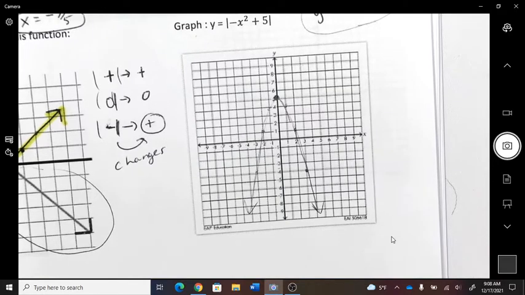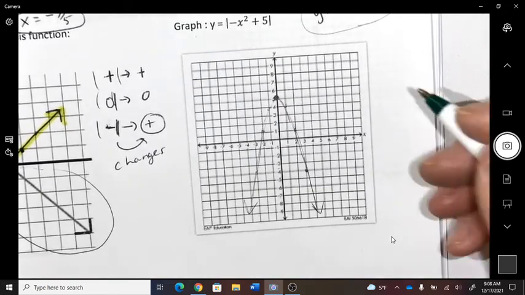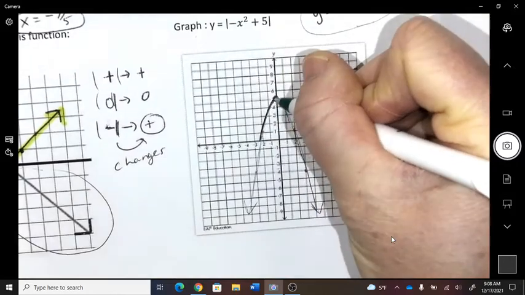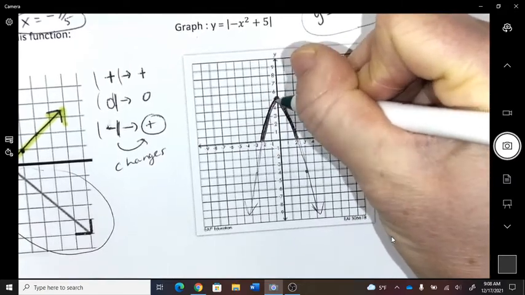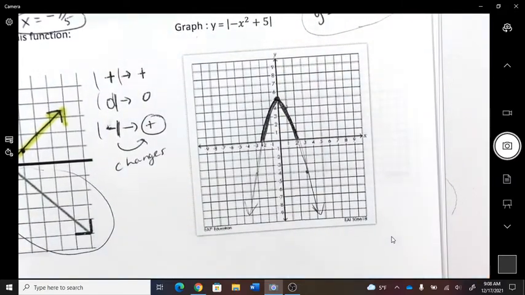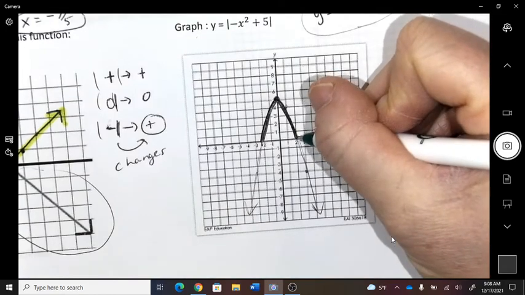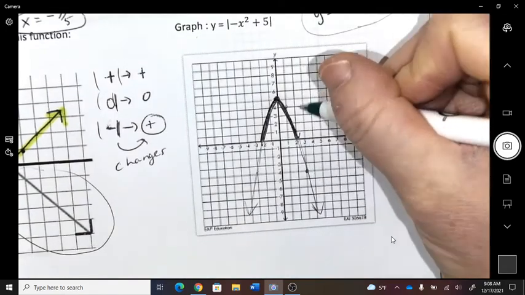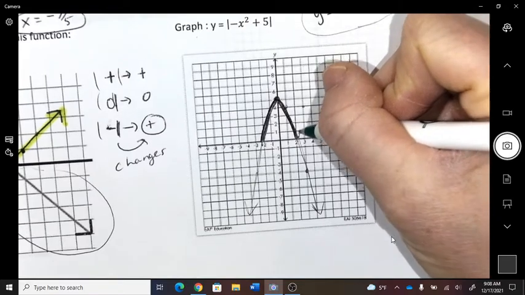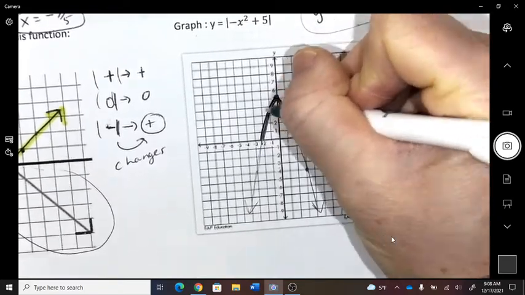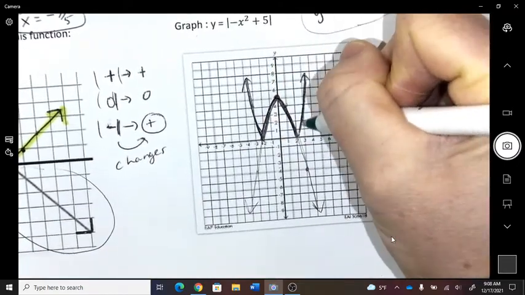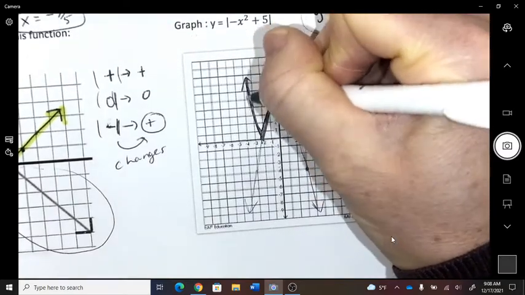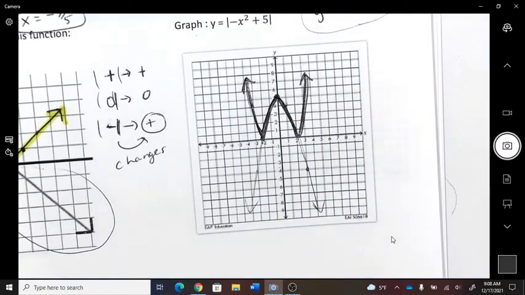Okay, where do I keep it because I'm absoluting it? So I'm going to absolute. Positive stays, negative changes, right? Okay, so what part stays? All this would stay because it's positive and 0. And then these would reflect. So that would be my final graph.